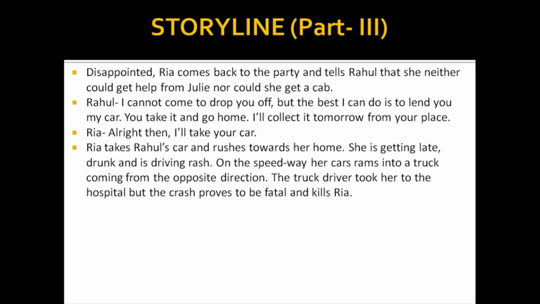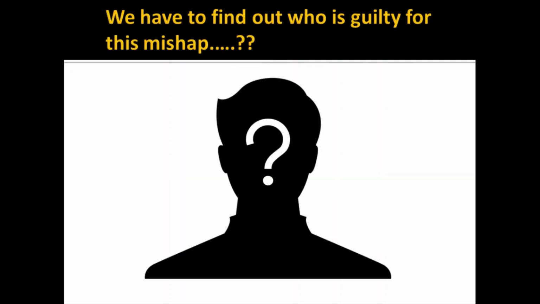So now comes the sixth character, that is the truck driver. So I hope you understood the story. There are six characters. Ria was invited to a party of Rahul, and she could not go to the party because her father did not want her to go to late night parties because she was very young. So she anyhow convinced her dad. There were three conditions. You already know the conditions. And now what is the mishap? You already know the mishap.